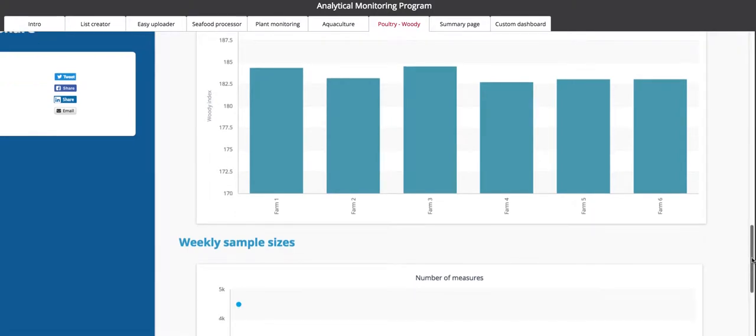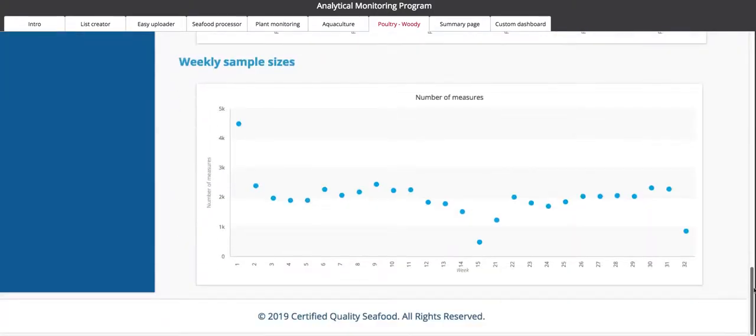And you might want to know how many measurements we're talking about. If we're looking at weekly woody breast measurements, we have a convenient counter that counts how many measurements were taken each week. So we had a high of 4,400 and a low number of 845. So we had a pretty large number.